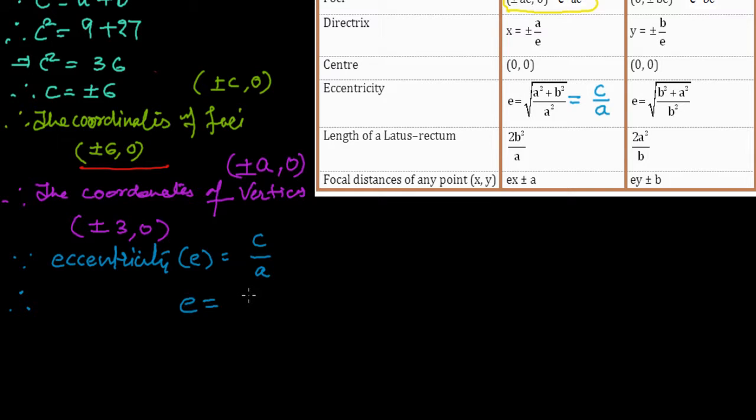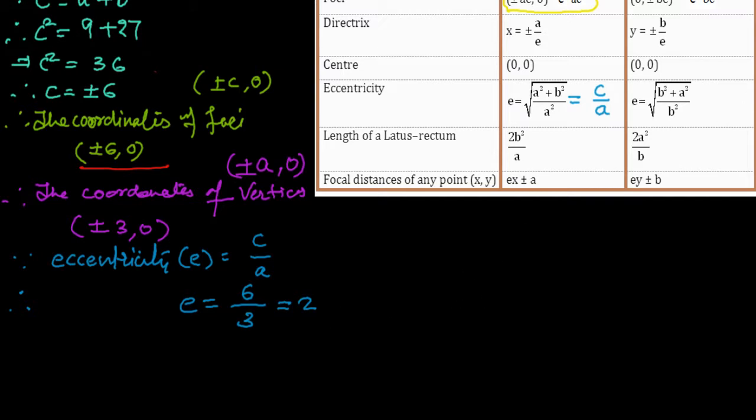We know that c is 6, and for a, we have to take the positive values here, or both the negative values or both the positive values. We are taking only the positive value here, so 6 by 3. So the eccentricity is 2 here. So it is a confirmation that we are on the right path, because the eccentricity of a hyperbola is greater than 1. So it is greater than 1, therefore we have got the eccentricity here.